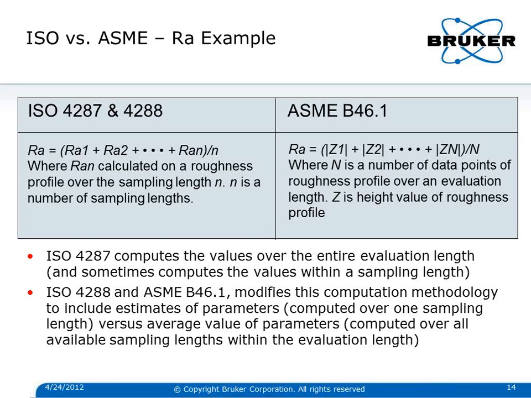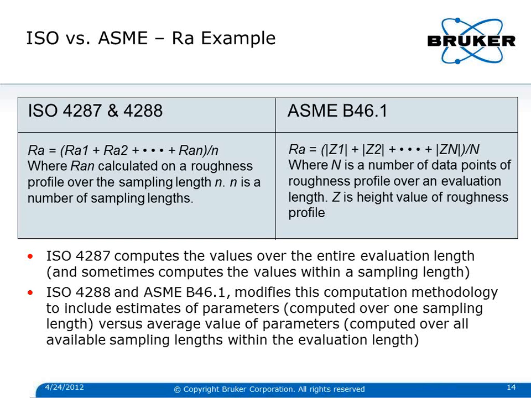Now the ISO standards, 4287 and 4288, typically look at the Ra, but also look at the roughness over the sampling length, which is represented in N. So N is a number of sampling lengths across the evaluation length of the profile. ASME uses a specification B46.1. Some people remember ASME also is referred to as the ANSI specification, but the ASME standard is B46.1.